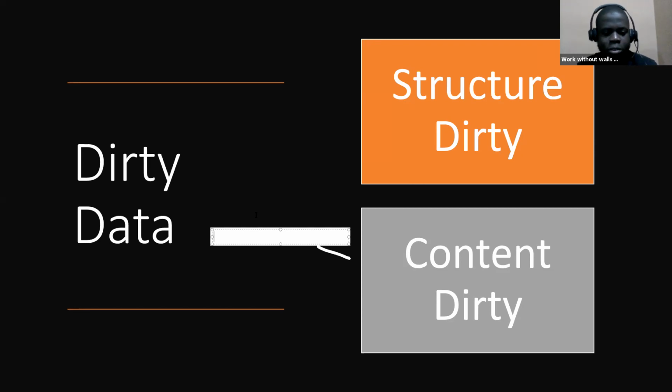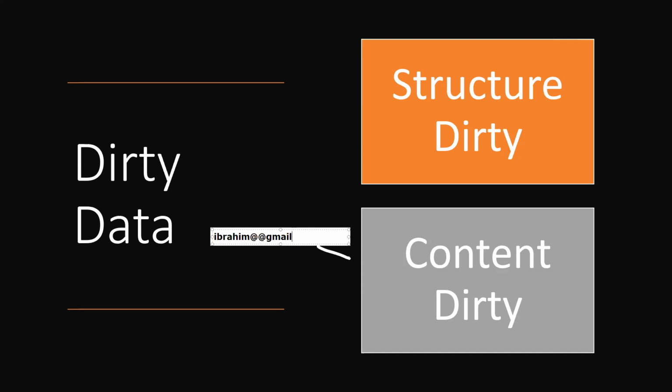Or let's assume I want to write Ibrahim's email. I now wrote Ibrahim at at gmail.com. And we have 10,000 rows of data, and we can see this problem in all the data. You know, this is not an email because we have a double at. This additional at that has been introduced has made this data to be what? To be dirty.